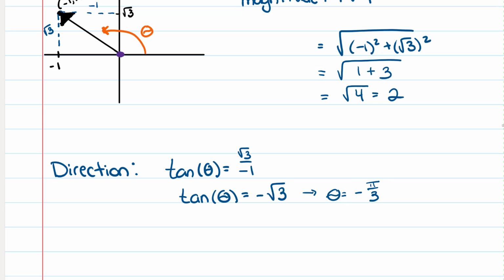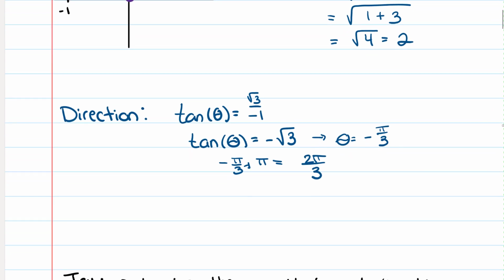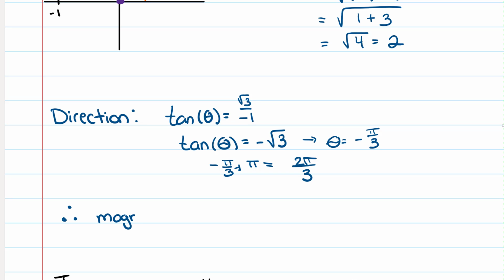But remember that theta cannot be negative. So what you want to do is add pi, because the period of tangent is pi. So negative pi over 3 plus pi is 2 pi over 3. So I get that the magnitude is 2, and the direction of the vector is 2 pi over 3.